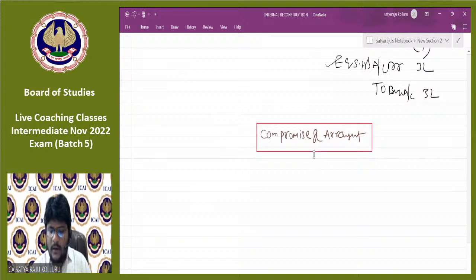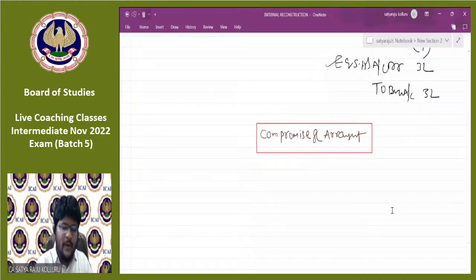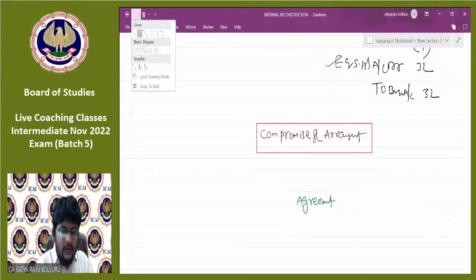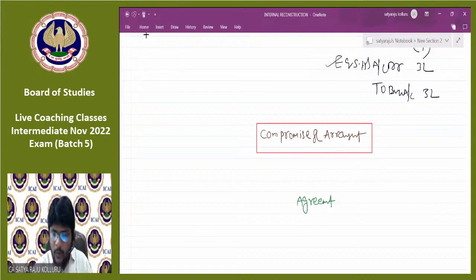Sir, what is the meaning of compromise and arrangement, sir? Compromise and arrangement is an agreement. Yes, it is a binding agreement. It is a legal document entered between 2 parties. Who are such 2 parties, sir? Entered between 2 parties, out of which one party is, no doubt about it, the company.